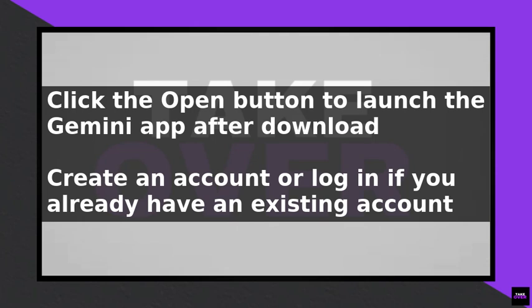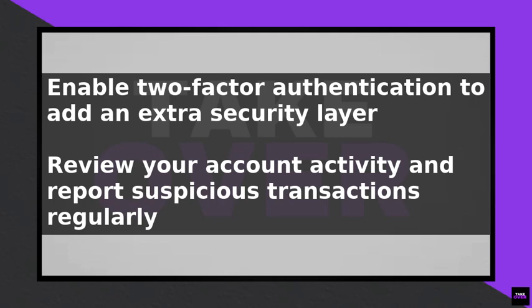The Gemini app allows you to buy, sell, and store cryptocurrency, as well as track market prices and trends. To get the most out of the Gemini app, make sure to enable two-factor authentication and keep your account information up to date. Regularly review your account activity and report any suspicious transactions to Gemini support. By following these steps and best practices, you can safely and securely use the Gemini mobile app to manage your cryptocurrency portfolio.